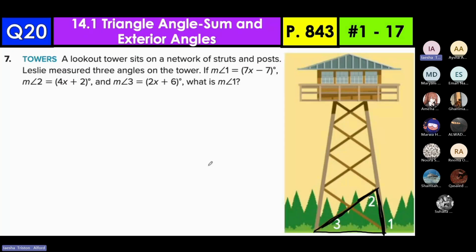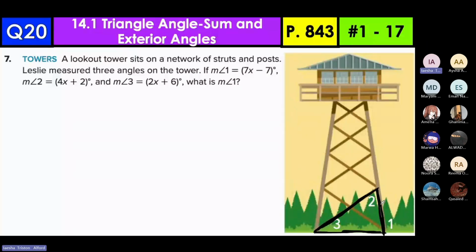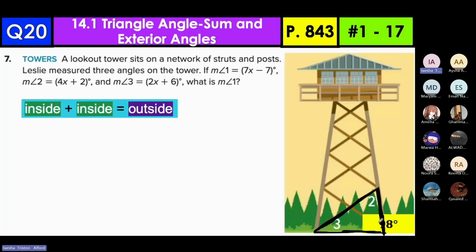Angle sum. If you want to use triangle sum, you need what? Three inside. Do you have three inside? I said angle sum. Not that name. This one, exterior angle. So what's two inside equal? One outside. Outside. Okay.